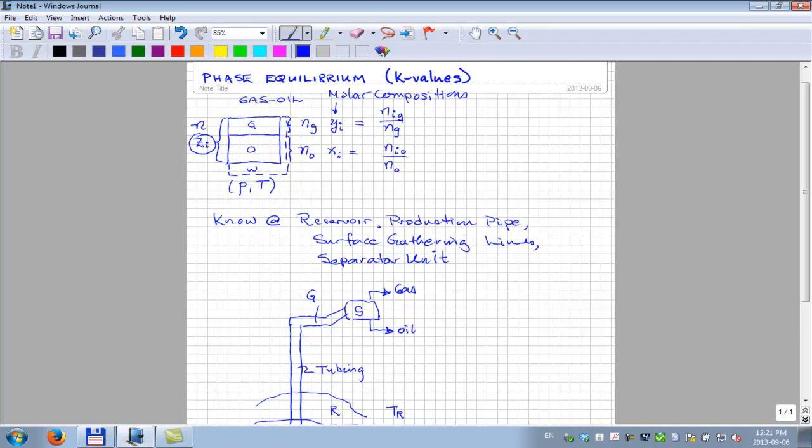Now, next week we're actually going to do the methods of calculation. We're going to talk about how to solve the calculation problem to determine the number of moles of gas, the number of moles of oil, and their compositions. But today we're just going to discuss the main information needed to make those calculations. Okay? And in particular, something that's referred to as K values, written as Ki.